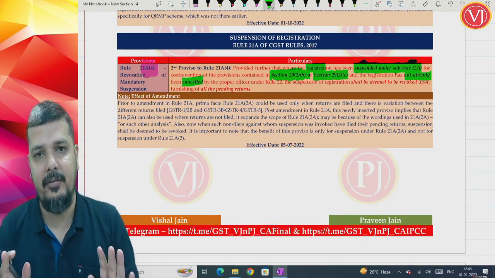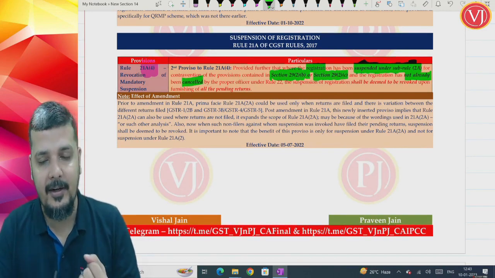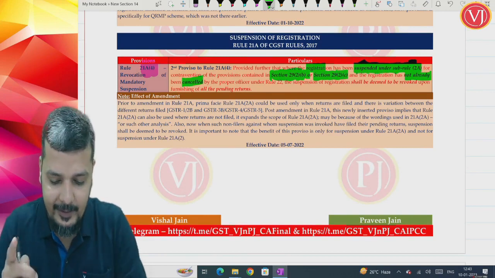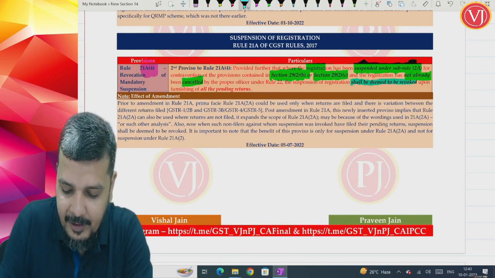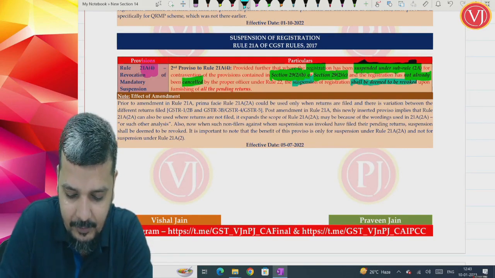registration is not yet cancelled, it is still in process, you are non-filer of return, suspension has started, registration is not yet cancelled, then what are they trying to tell? This suspension shall be deemed to be revoked if at all that person has filed all the returns.